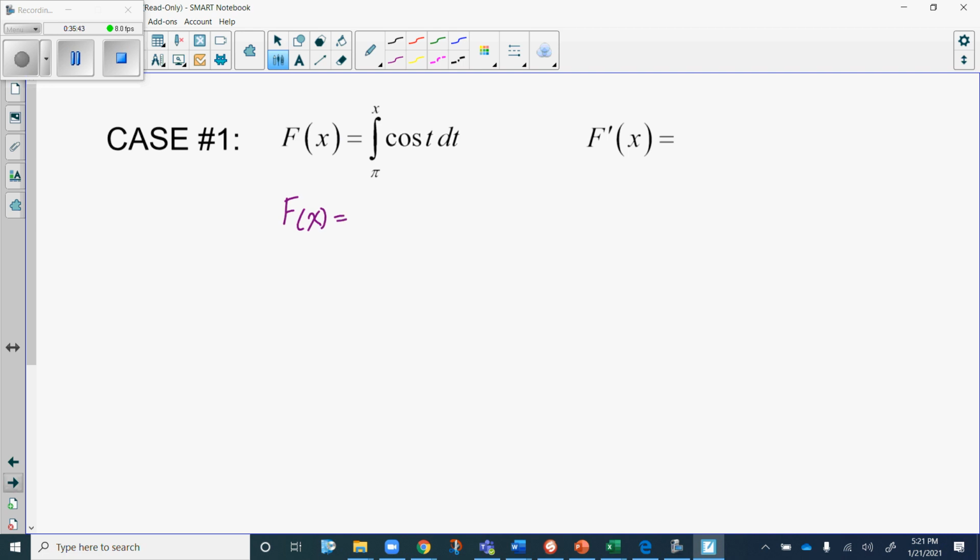So here, the antiderivative of cosine is just going to be sine. So here I'll say sine of t from pi to x. So using what we did in the fundamental theorem part 1, we're now going to say sine of x minus sine of pi. Sine of x is just sine of x. Okay, but sine of pi is 0. So we wind up with just sine of x. That is the antiderivative.